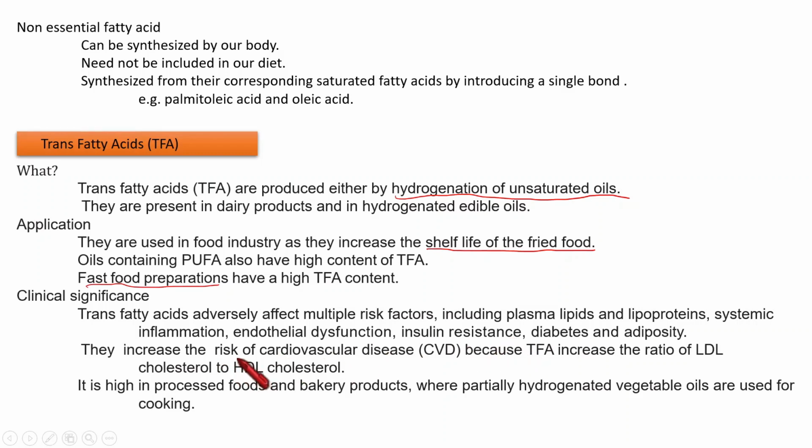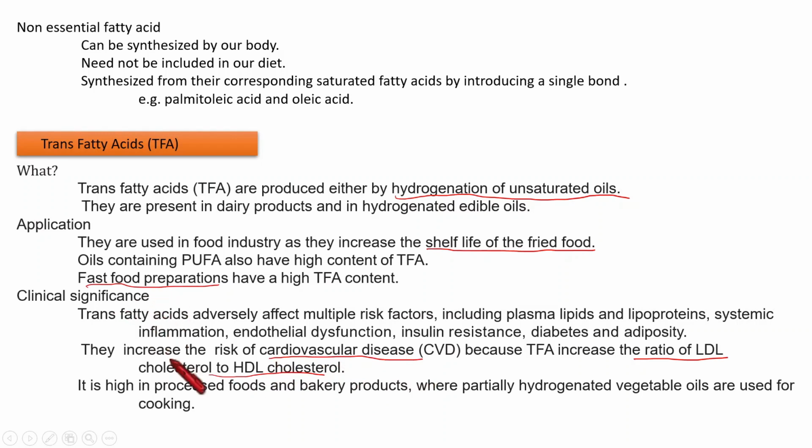And it can also increase the risk of cardiovascular disease. How does it increase cardiovascular disease? Because TFA can increase the ratio of LDL cholesterol to HDL. We know that LDL cholesterol is the bad cholesterol and HDL is the good cholesterol. So TFA increases the ratio of LDL to HDL cholesterol, and in one way that increases the risk of cardiovascular disease.